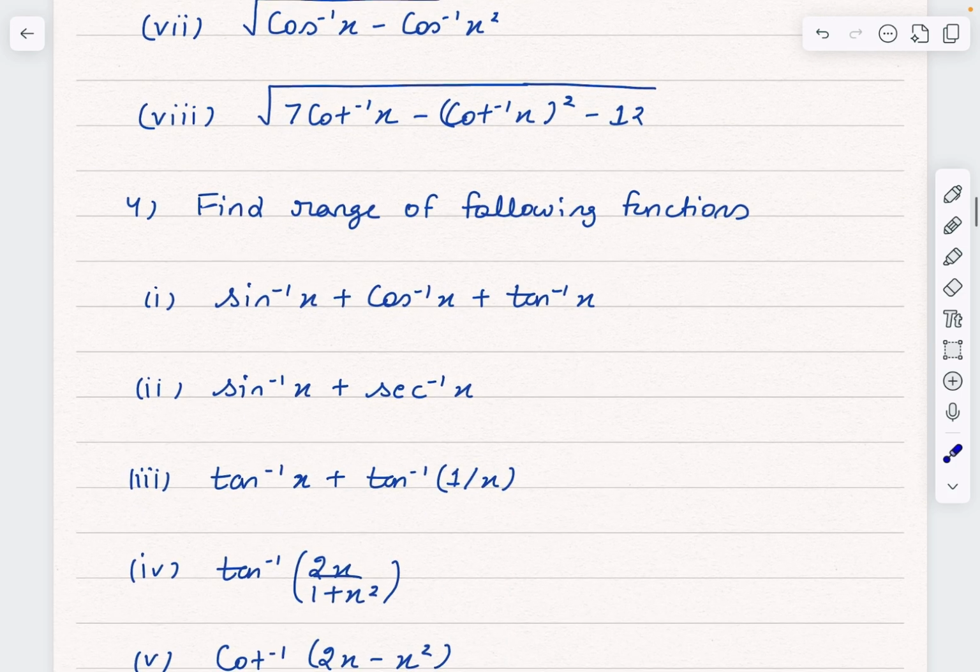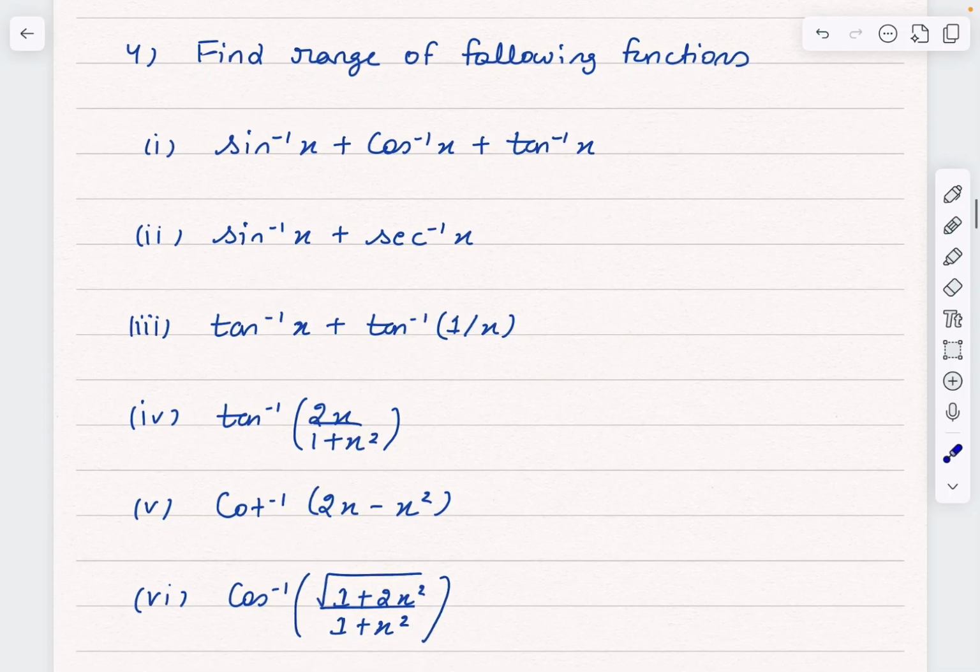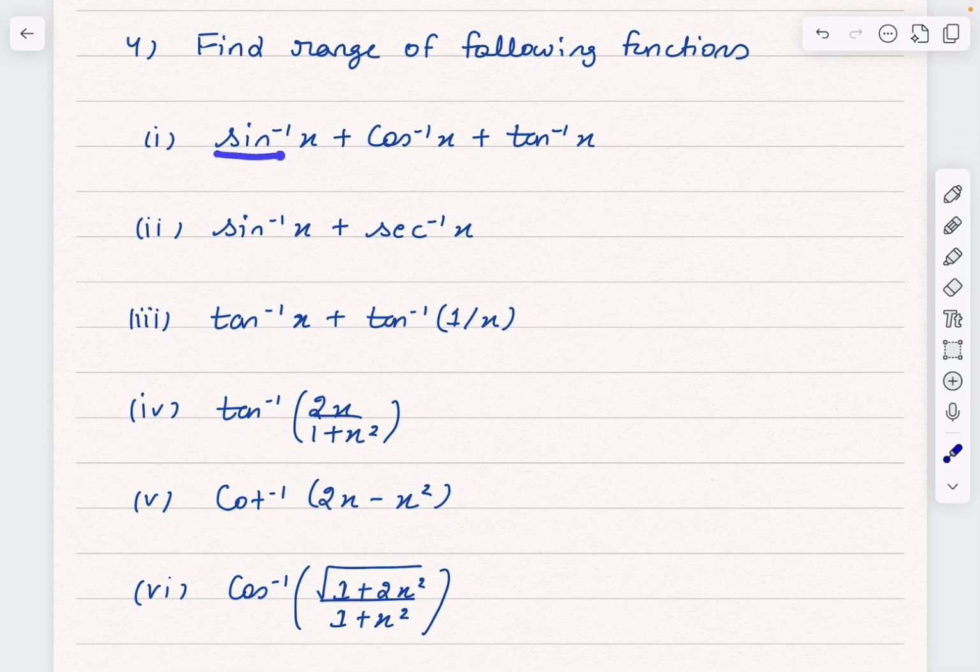Next, fourth problem. Find the range of the following functions. So we have 6 of them. First is sine inverse x plus cos inverse x plus tan inverse x. Second, sine inverse x plus secant inverse x. Third, tan inverse x plus tan inverse 1 by x.